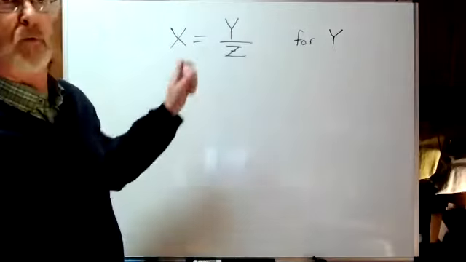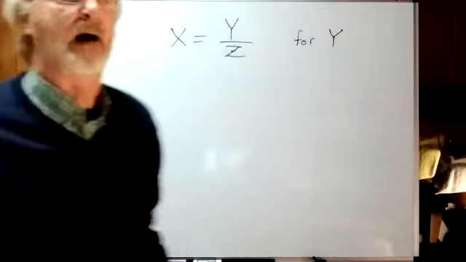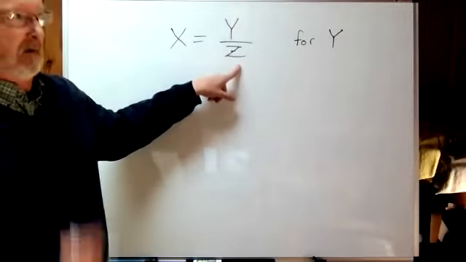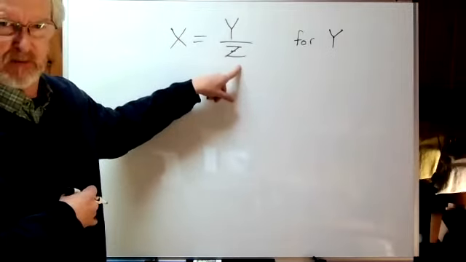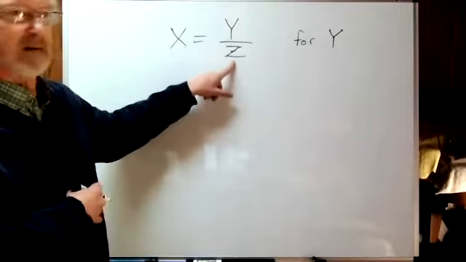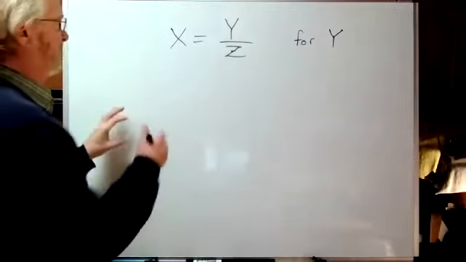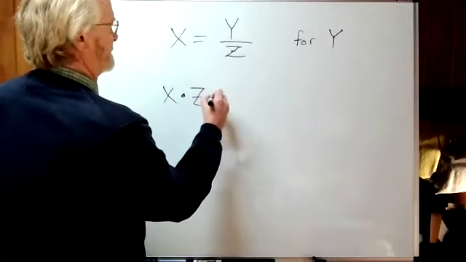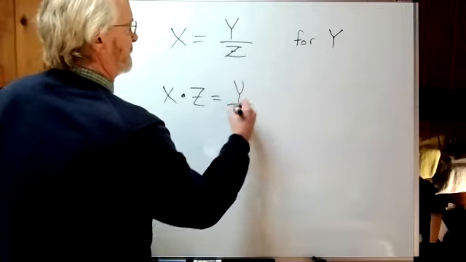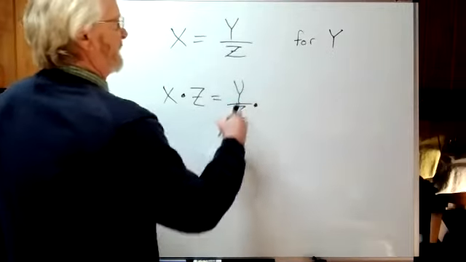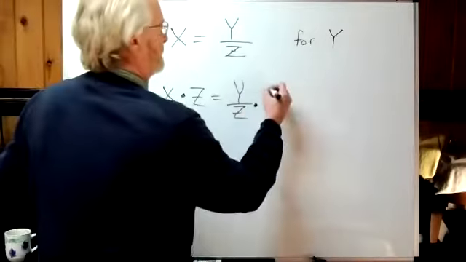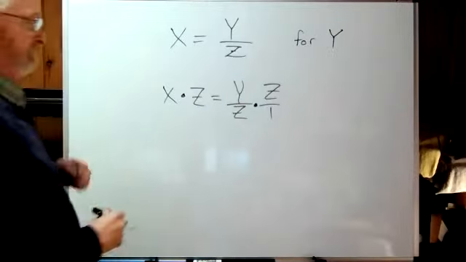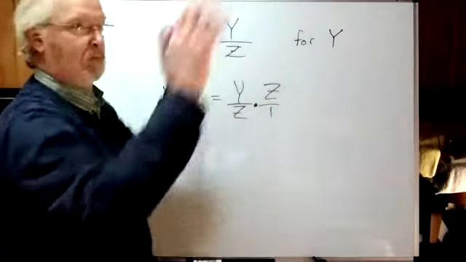What do I have to do to get Y all alone? What's being done to the Y right now? The Y is being divided by this Z value. You need to multiply. Pardon? You need to multiply. Right, you need to multiply by this thing that's dividing it. Thank you. So I multiply both sides by that Z value. Now that's multiplying this fraction times a Z. If you want to think of it as Z over 1, that's fine.